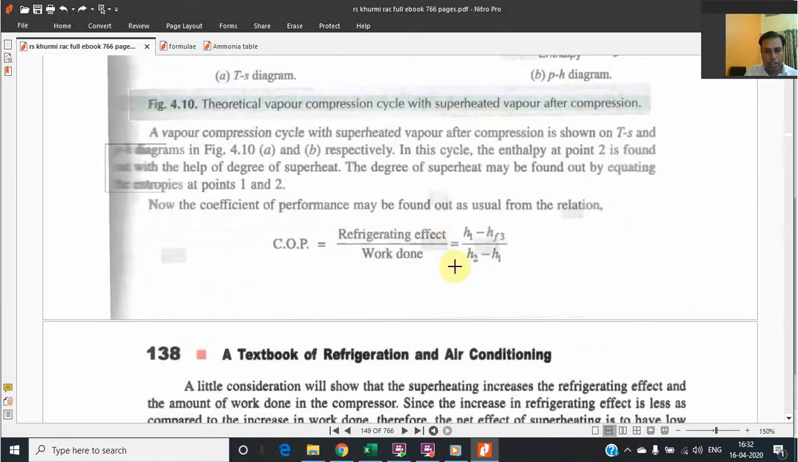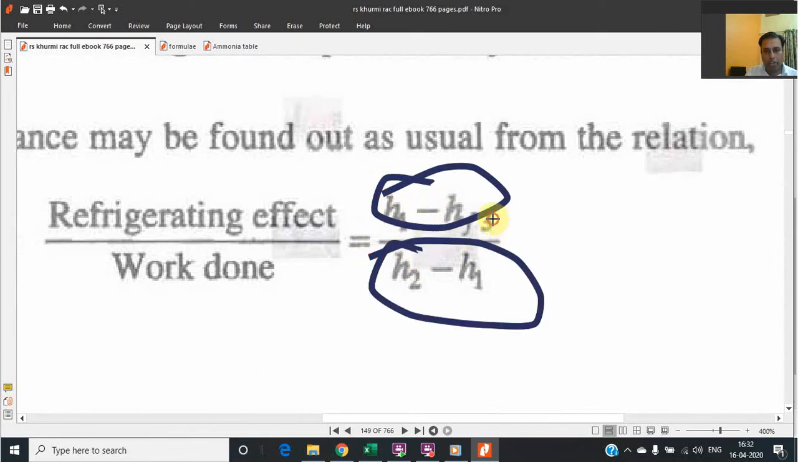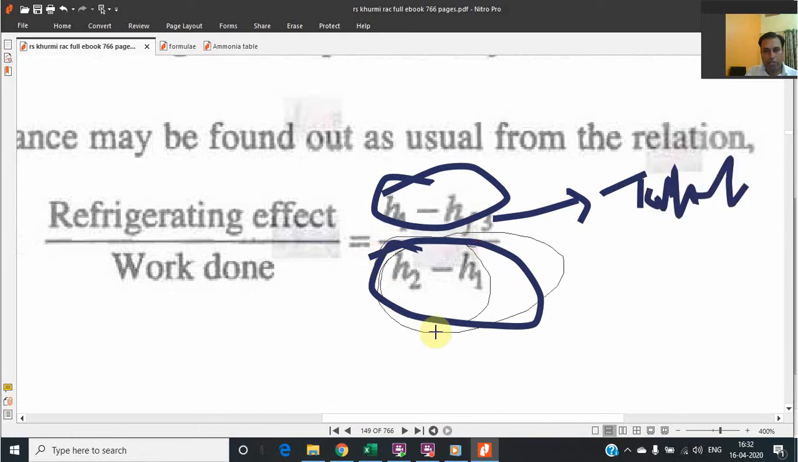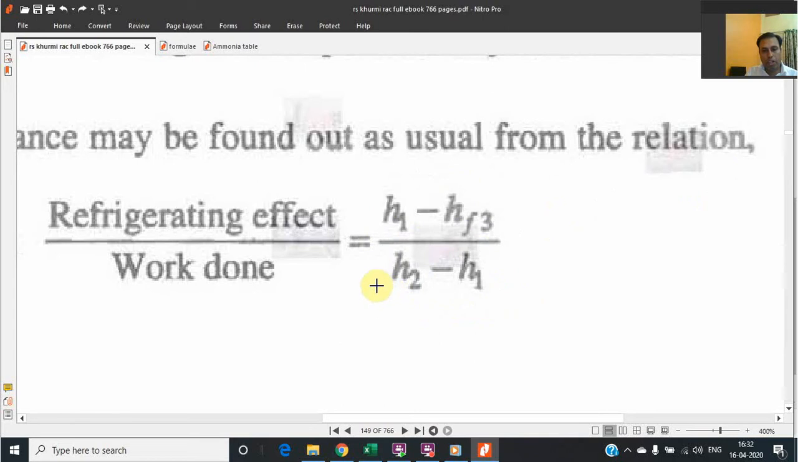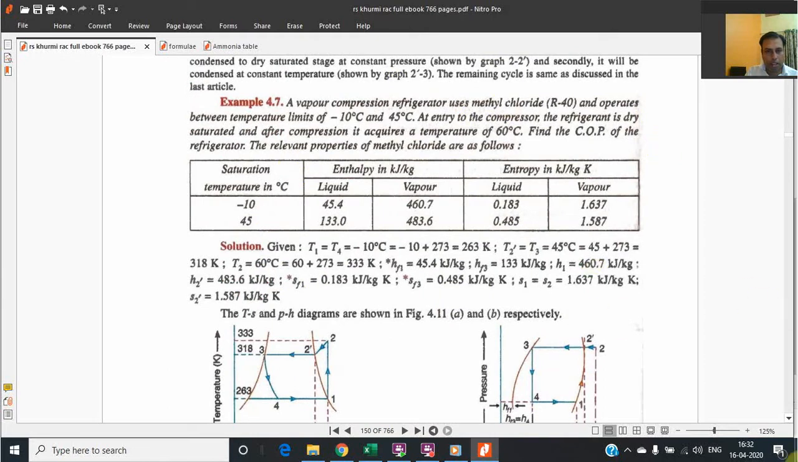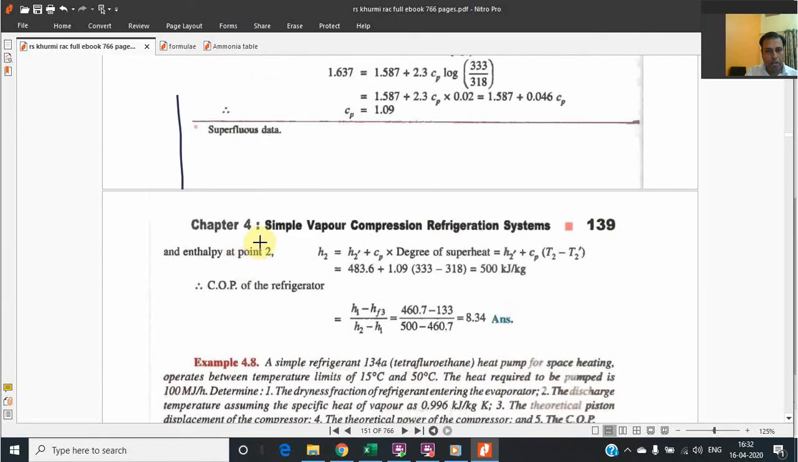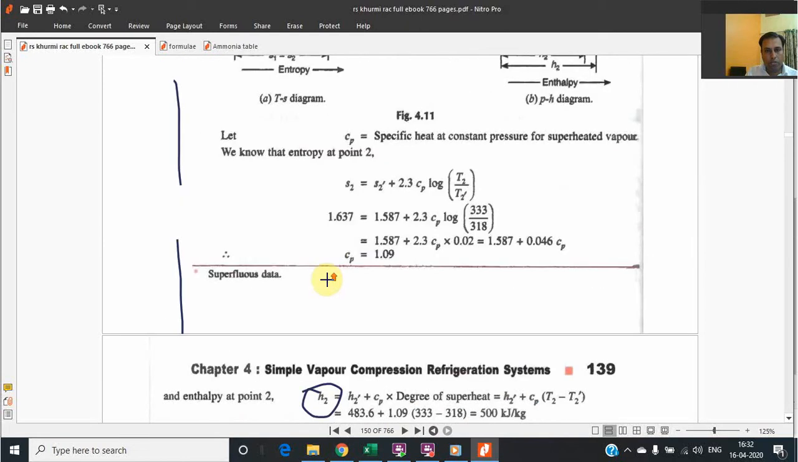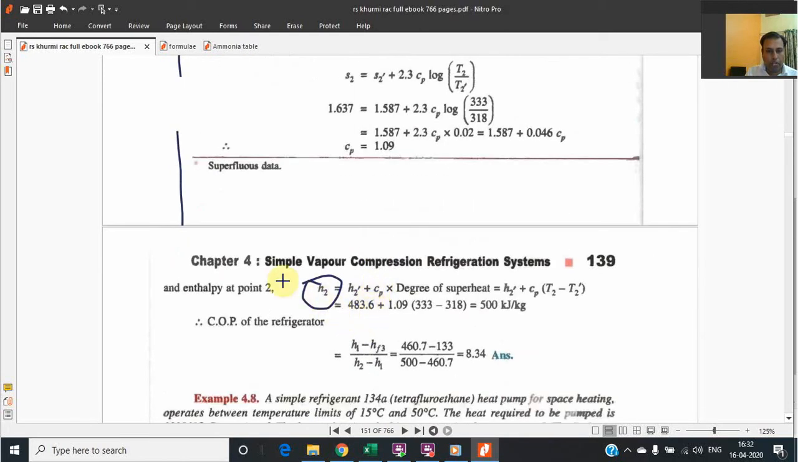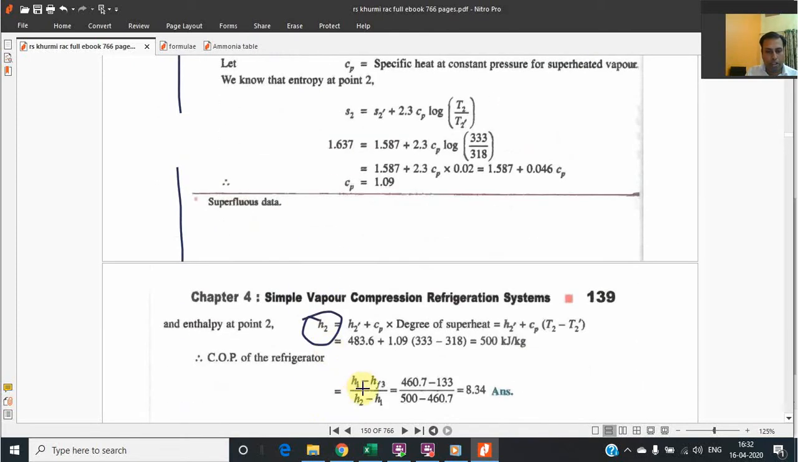And again, the formula will remain the same that I have told you earlier: H1 minus HF3 upon H2 minus H1. HF3 is obtained directly from the table, and the whole work is to be done for H2 minus H1. You have to obtain only H2 and H1. They have done the same in the numerical question also. They started the solution and went down, and up to this point they have obtained H2 and H1, which is required.